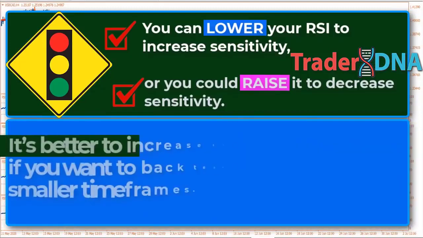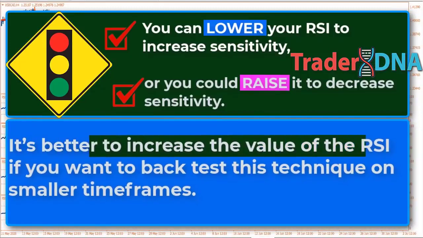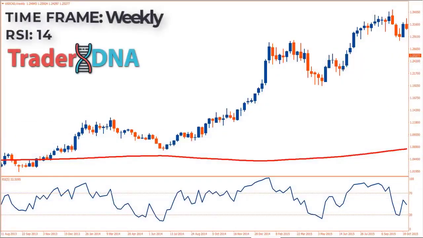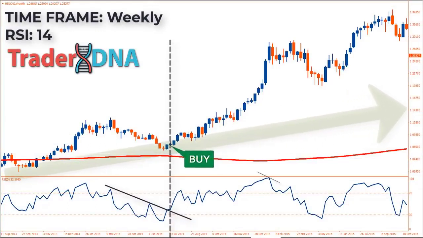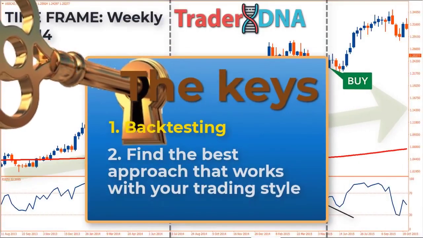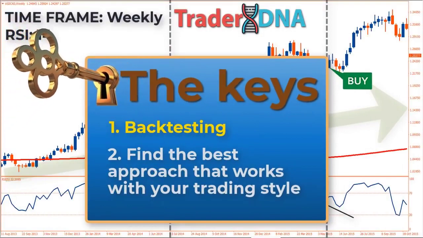So, maybe it's better to increase the value of the RSI if you want to backtest this technique on smaller timeframes. If you want a smoother analysis, with less noise, go on higher timeframes. Here you could use a lower period on the RSI, which will offer more trend line opportunities, but you could also adopt a less sensitive approach by using a higher period RSI, like the 21 for example. The key is to backtest and find the best approach that works with your trading style.